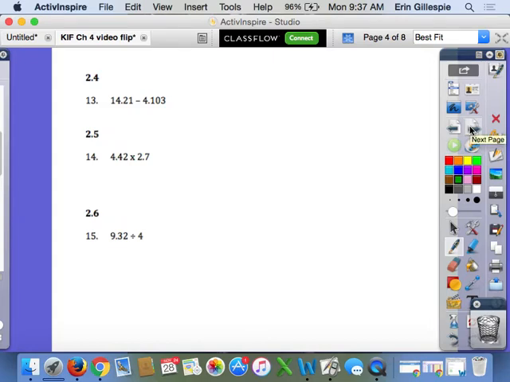Decimals. So 14 and 21/100 minus 4 and 103 thousandths. Remember, the key to adding and subtracting decimals is the decimal point must be lined up, which means in this case I'll need to add in a placeholder 0 for my first number. And it has to go with subtraction, it has to go in order. So whatever number came first on the left has to be the number on top. You can't just take the longer number and put that first.